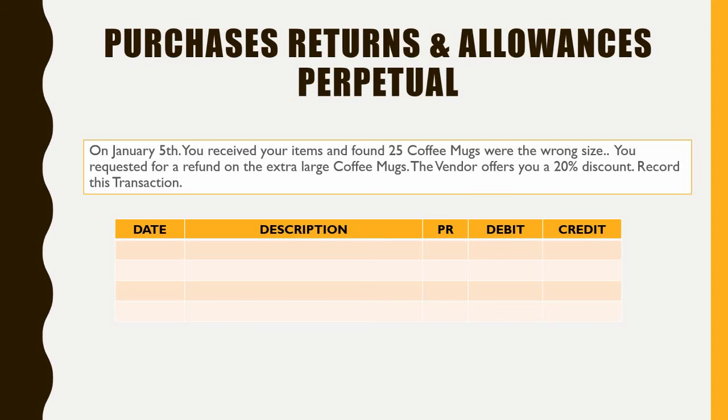Now again, here's another example, scenario 2. If you're able to get a full refund, you are also able to take an allowance, because many vendors want to keep you as a customer. So in this scenario, on January 5th, when you received your mugs, you found that 25 of them were the wrong size.